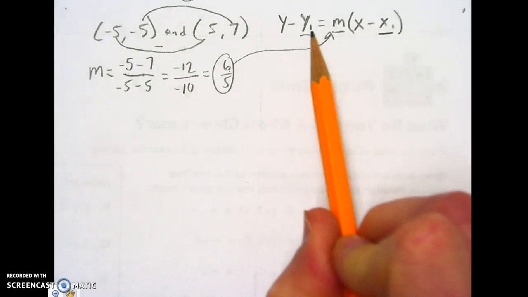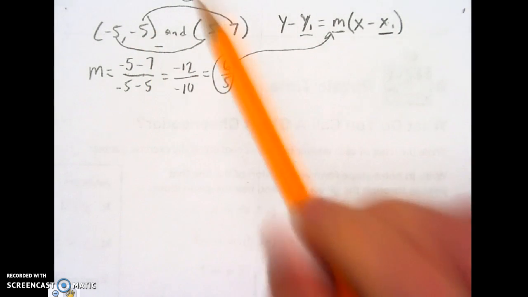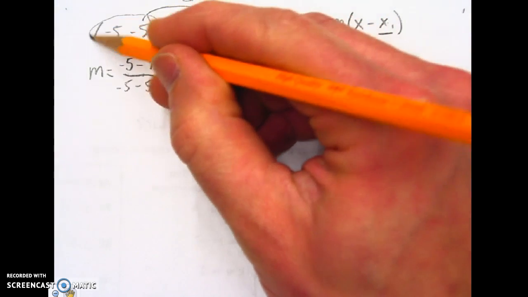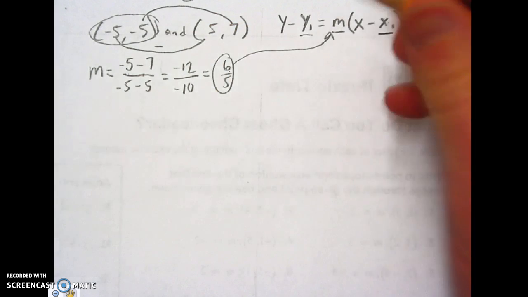But I just want one y value and one x value. I have 2 of them over here. I have 2 points. So I'm going to pick one that looks easier to me. This one looks easiest. It's got 2 5s. I'm just going to go with the one that has 2 5s. So I'm going to plug that in.